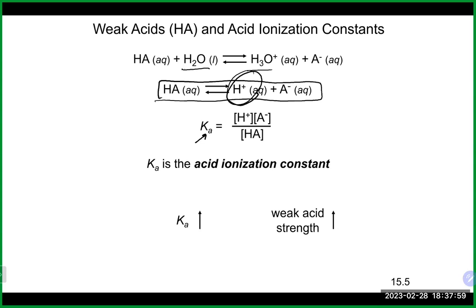It is nowhere near what a strong acid would be, but in relationship to other weak acids, as the Ka value goes up, so does the strength of that weak acid. Vice versa, obviously, as the Ka value goes down and gets smaller, you would have more reactants than products, so you would have a smaller amount of H plus in solution, which would make it a weaker acid. Any questions on that there? Now, would we expect to find a Ka value for a strong acid?